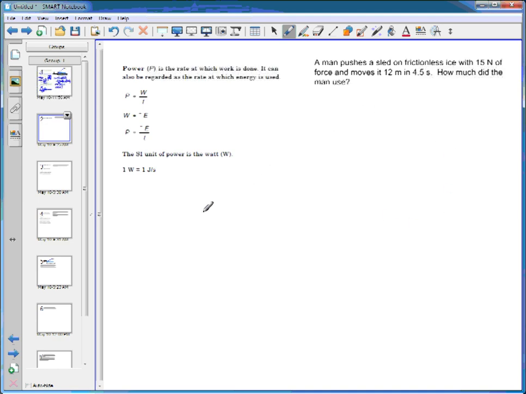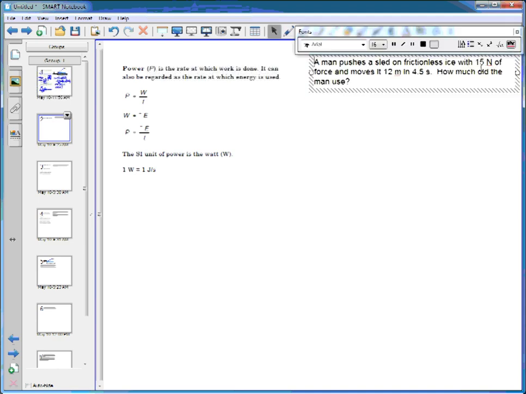Okay, so let's look at an example. A man pushes a sled on frictionless ice with 15 newtons of force and moves it 12 meters in 4.5 seconds. Sorry, how much power did the man use?